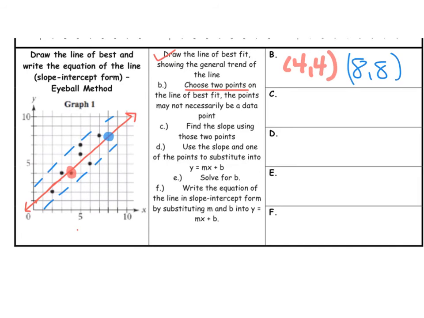So we're using this point right here, which is 4, 4, and we're using this point right here, which is 8, 8. And they are on the trend line. If our trend line had passed through any of these points right here, we could also use those. But again, we're using this line to make predictions. So part C, find the slope using these 2 points. So I'm going to go ahead and let you do that. Pause the video and check to see if your slope is correct.